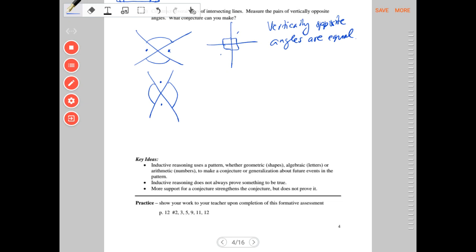All right. Page 12. 2, 3, 5, 9, 11, and 12. Show your teacher when you're finished this formative assessment.